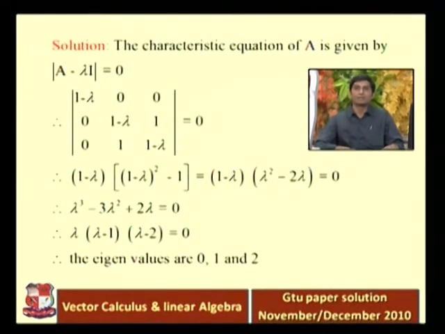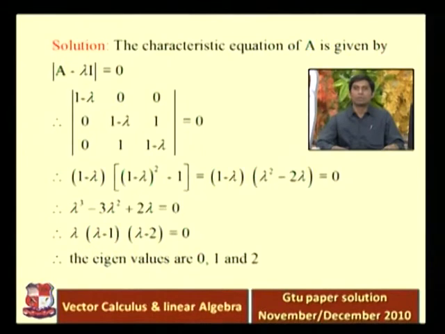So 1 minus lambda into (1 minus lambda) square minus 1, just simplify that. We get 1 minus lambda into, in bracket, 1 minus 2 lambda plus lambda square minus 1. So 1 and minus 1 cancel out, we get lambda square minus 2 lambda. So 1 minus lambda into lambda square minus 2 lambda equal to 0. When we multiply these two brackets, we get lambda cube minus 3 lambda square plus 2 lambda equal to 0.